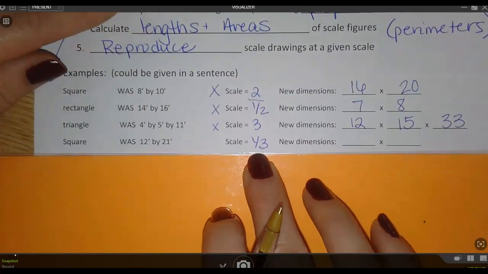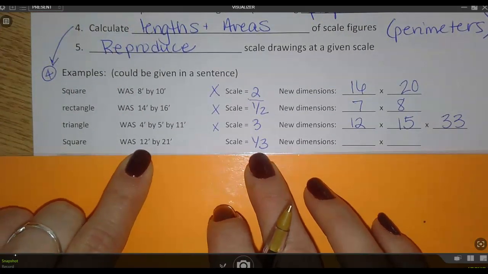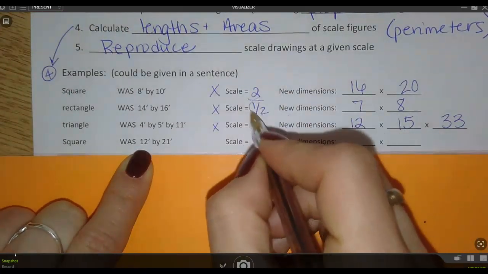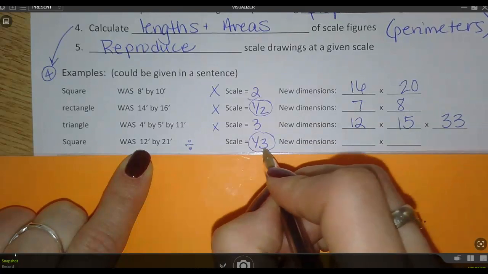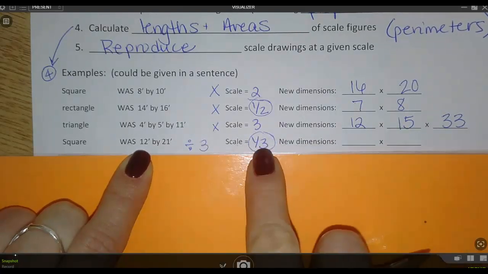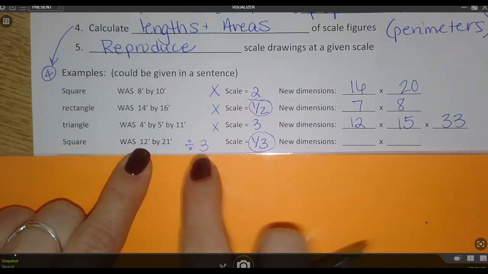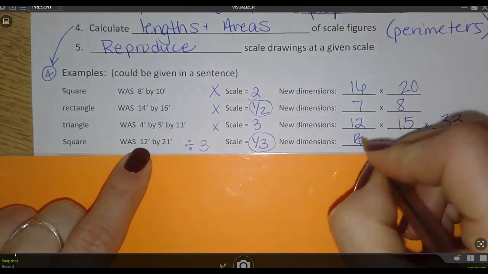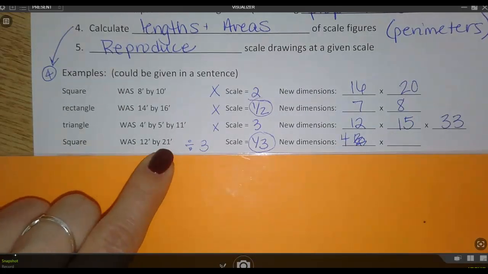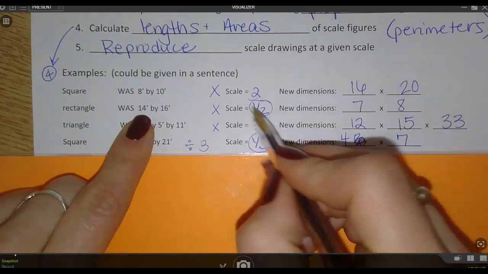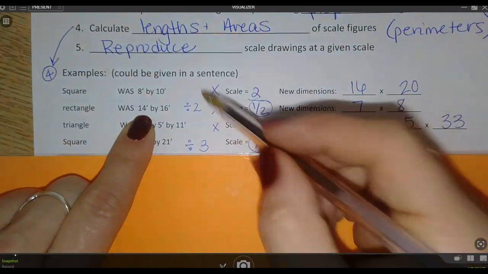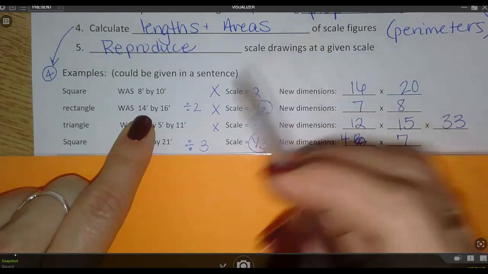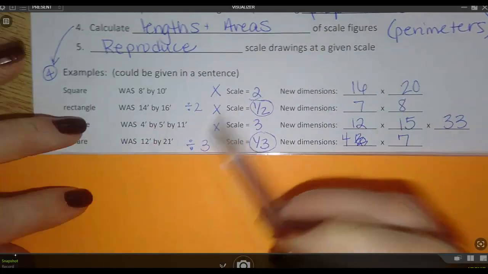How about 1/3? Well, what's 1/3 of 12? We know, and I should have mentioned this up here too, if we're multiplying by a fraction, that would be the same as dividing by the denominator. Multiplying by 1/3 is the same as dividing by 3. So 12 divided by 3 would give us 4. 21 divided by 3 would give us 7. Okay? Same thing up here. I could multiply by 1/2, or I could recognize that that's the same as dividing by 2. If you have this in your notes, then when you see questions like this, you'll remember, oh yeah, I'm just dividing by 2 or dividing by 3.